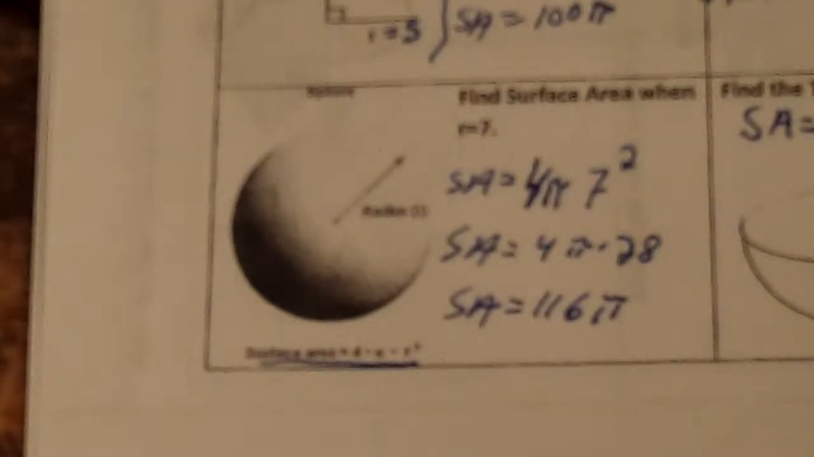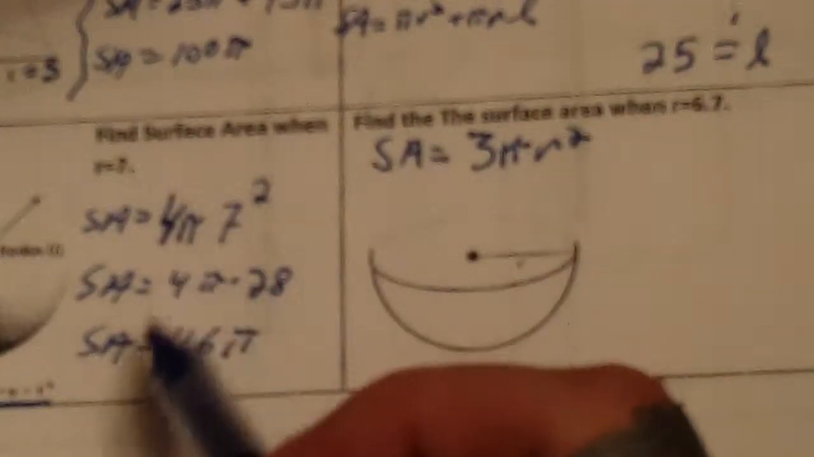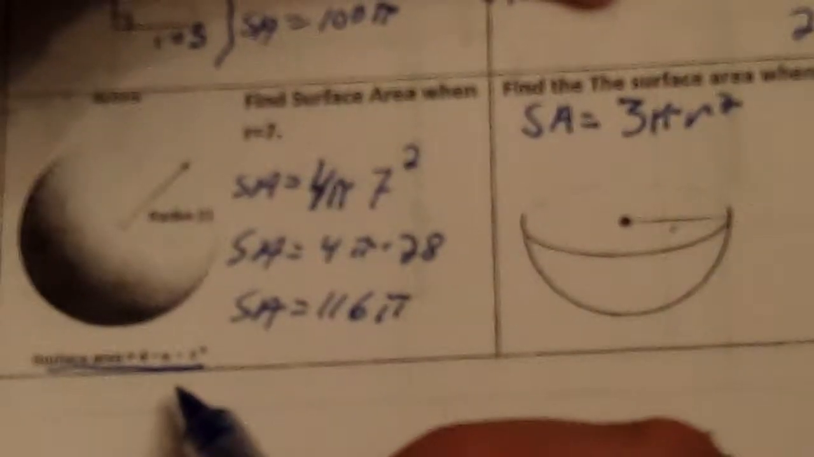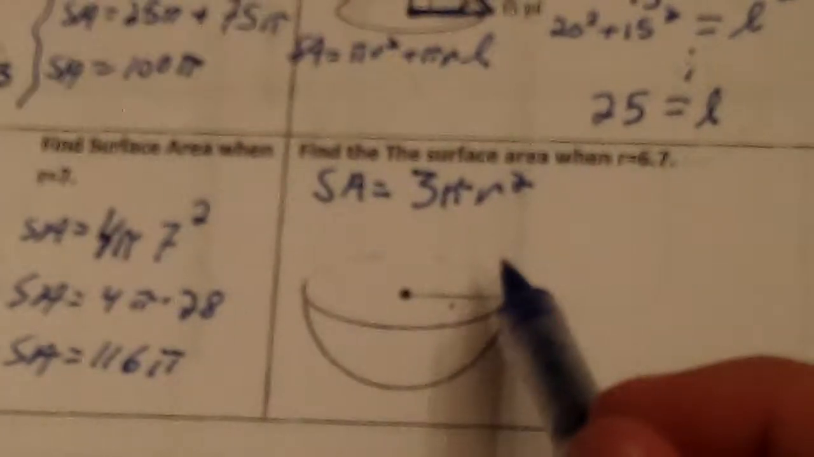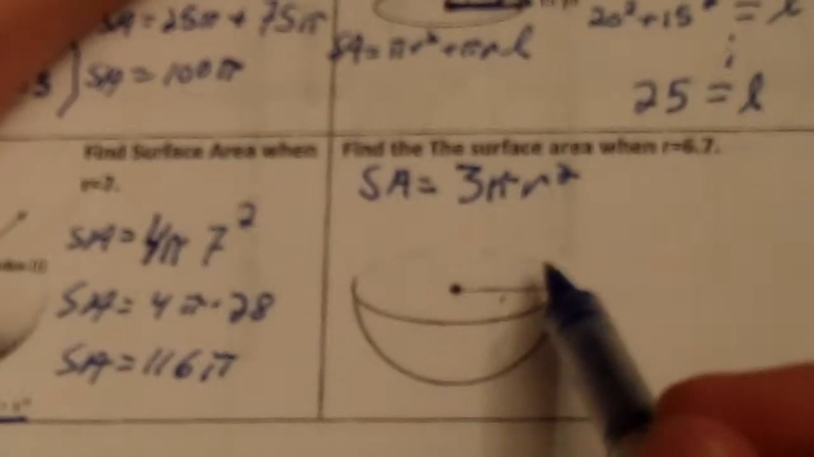Okay, that's it for this one. Now, really careful on semicircles. With a semicircle, the formula is not half of the formula for a full sphere. Okay, for a semisphere, half of a sphere, hemisphere, let's get the language right here. For a hemisphere, the formula is 3 pi r squared.